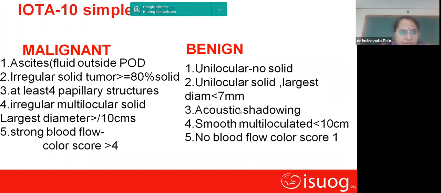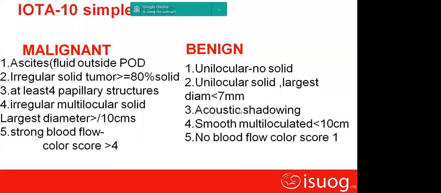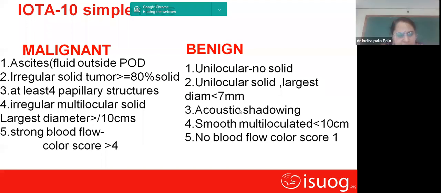The malignant parameters are ascites, fluid outside the pelvis, and an irregular solid tumor. I have already told you about the solid tumor, where the mass is more than 80% solid, and at least 4 papillary structures are there. Then irregular multilocular solid, and the largest diameter is more than 10 centimeters, and you are having a strong blood flow, color score more than 4, then it is a malignant feature.